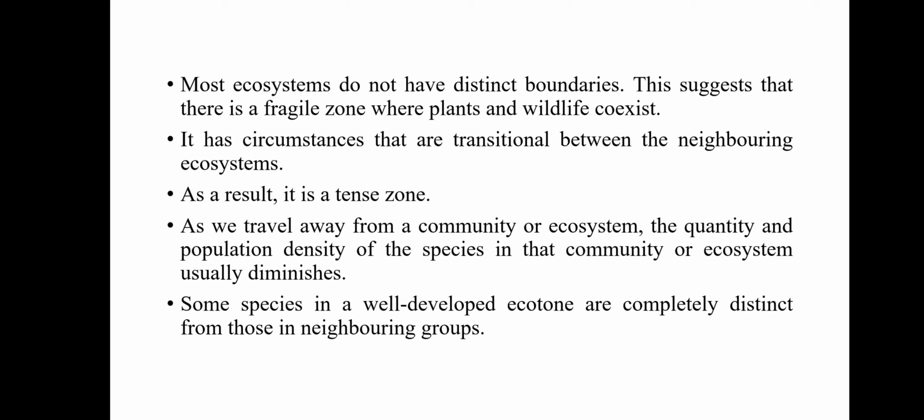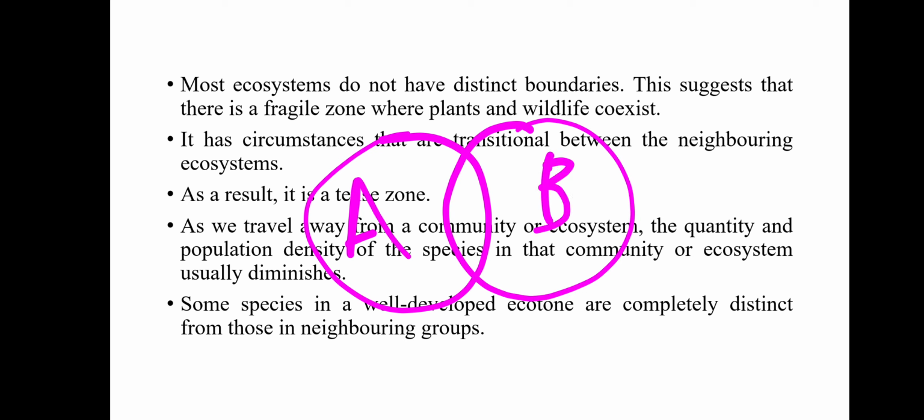As we travel away from a community or ecosystem, the quantity and population density of the species in that community or ecosystem usually diminishes. Some species in a well-developed ecotone are completely distinct from those in neighboring groups. That means, suppose it is an ecosystem, it is another ecosystem, and here species A is present, here species B are present. But in this ecotone, some other species generally evolved or found, which are totally different from A ecosystem and B ecosystem.